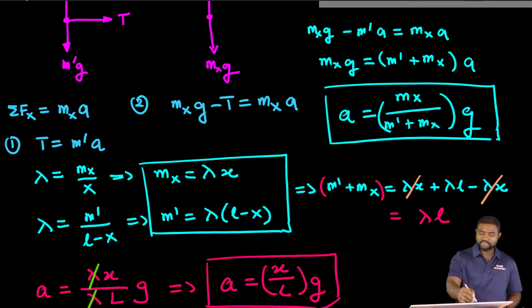Now, dimensionally, we have to check to see if we are correct in terms of units. The unit of x is the meter, the unit of L is the meter, so meter cancels, and therefore the unit of a is equal to the unit of the acceleration due to gravity. So the equation is dimensionally correct.